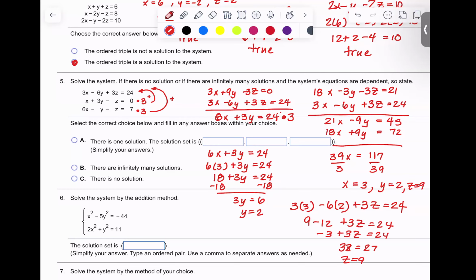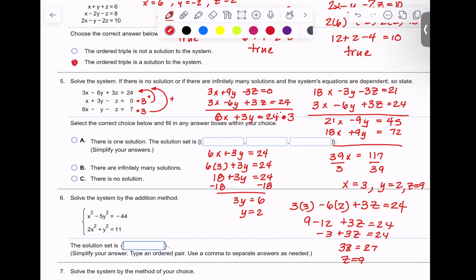Now I'm going to do a quick check to make sure those work. I'm going to plug it into the top equation. 3 times 3 is 9. Minus 12. 9 minus 12 is minus 3. Minus 3 plus 27 is 24. So it works in the first equation. In the second equation, I have 3 plus 6 is 9. 9 minus 9 is 0.